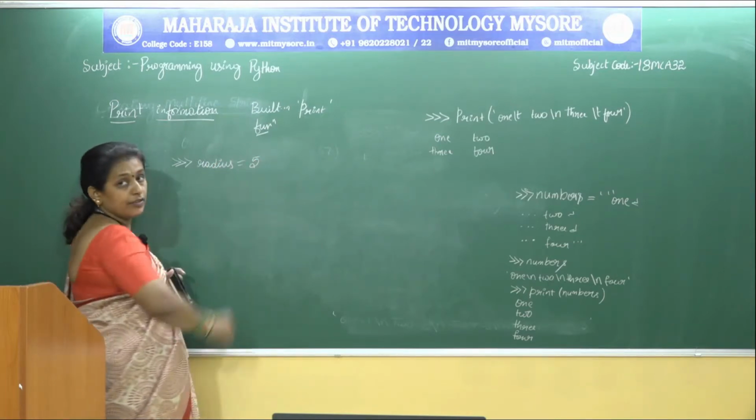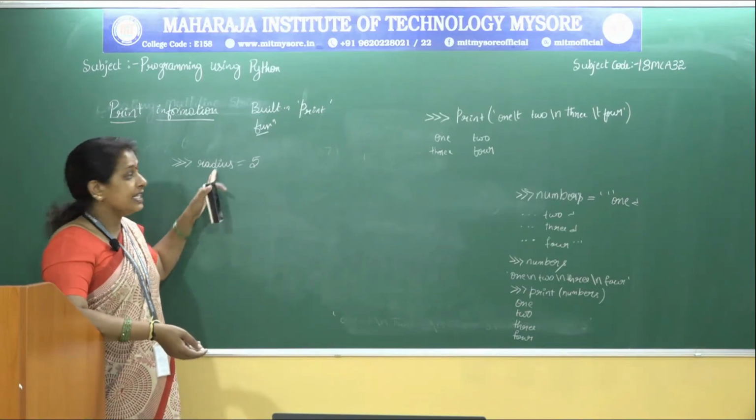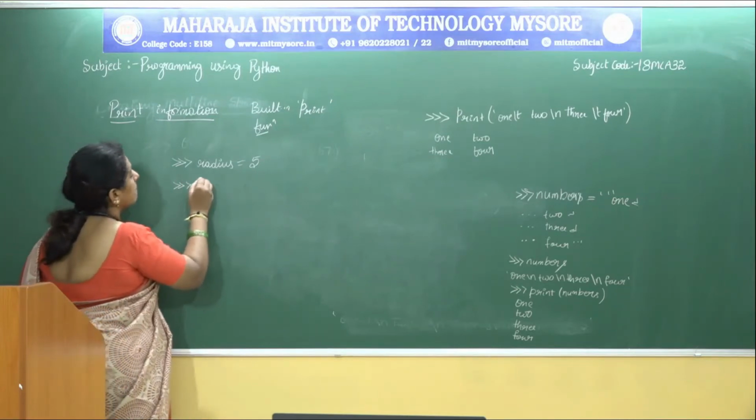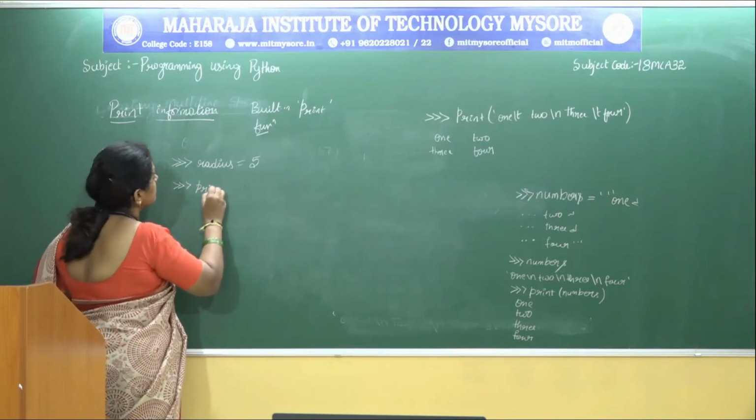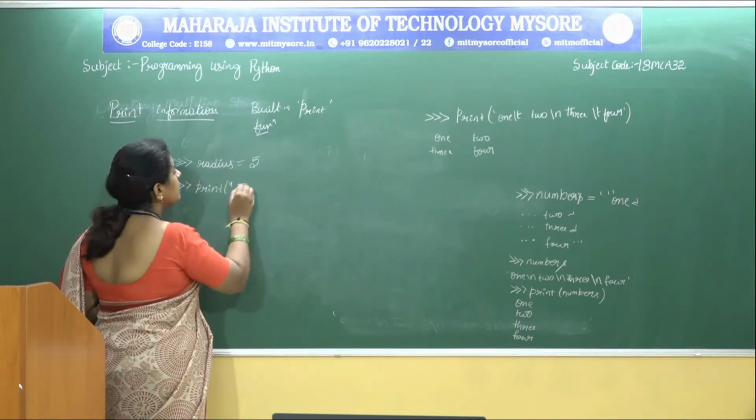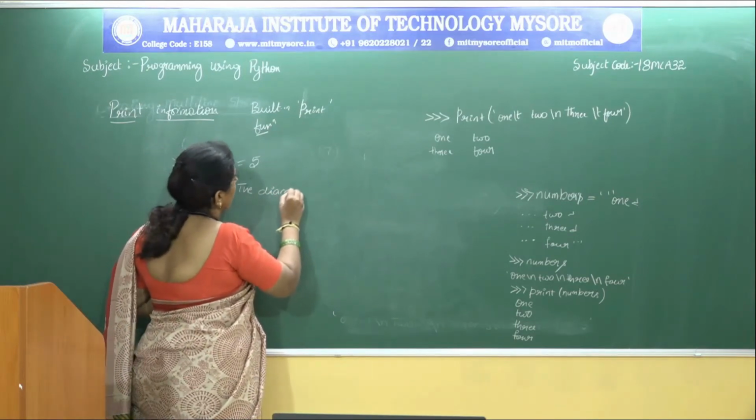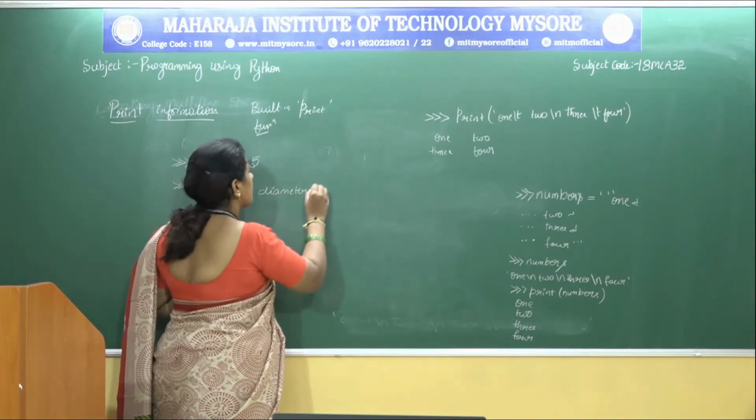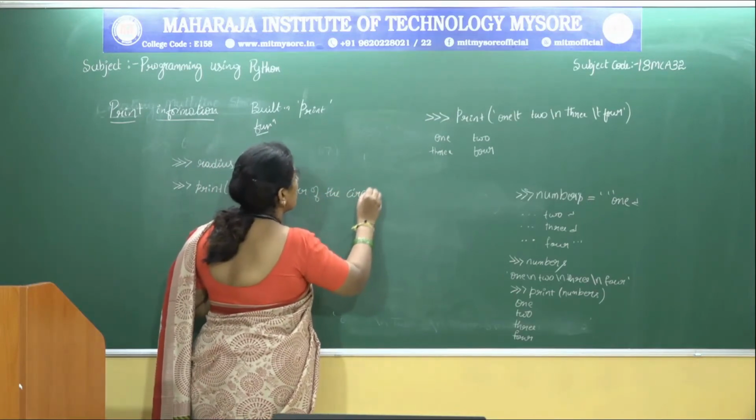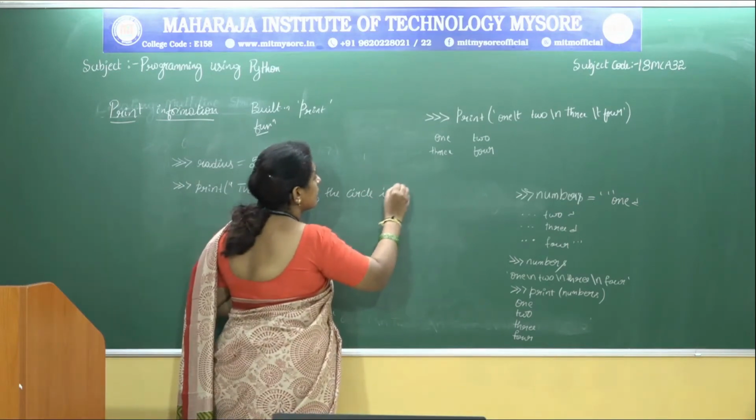So I have assigned a variable radius with a value 5. Print. So here I am calculating the diameter of the circle. The diameter of the circle is, okay.